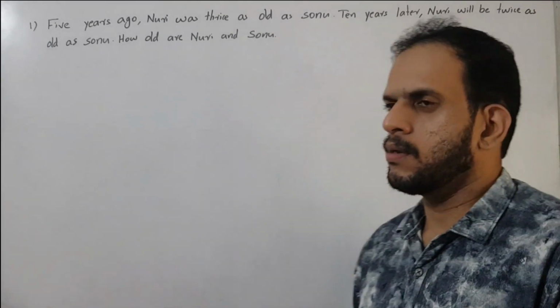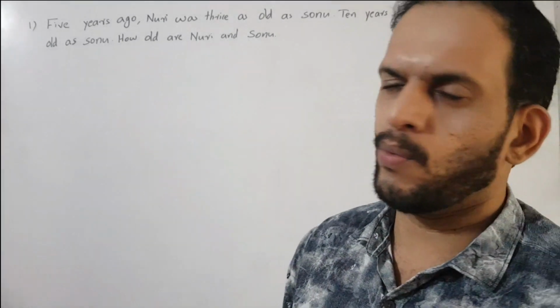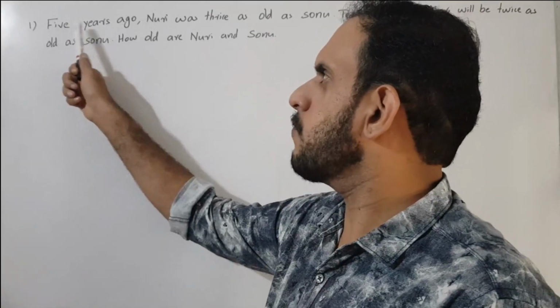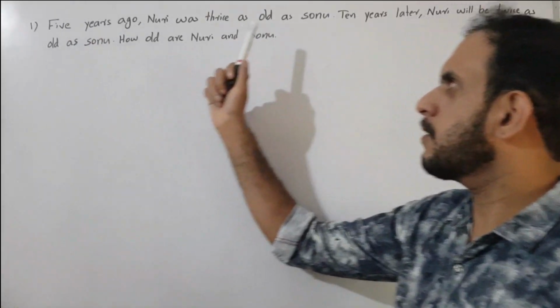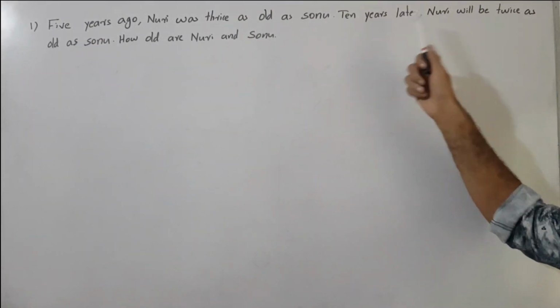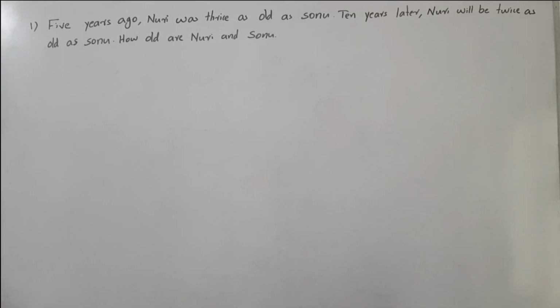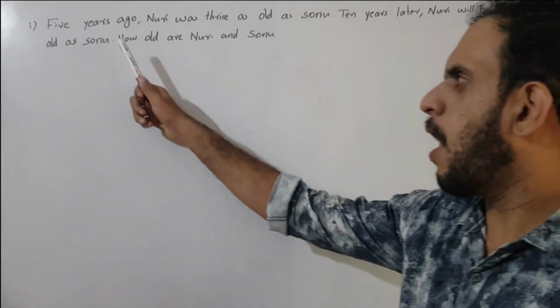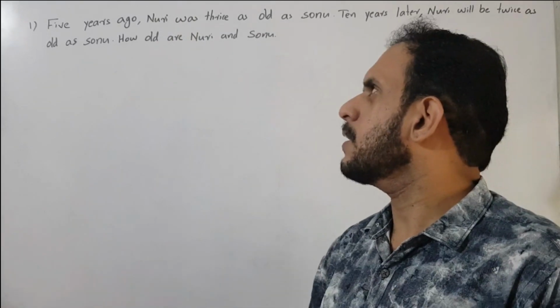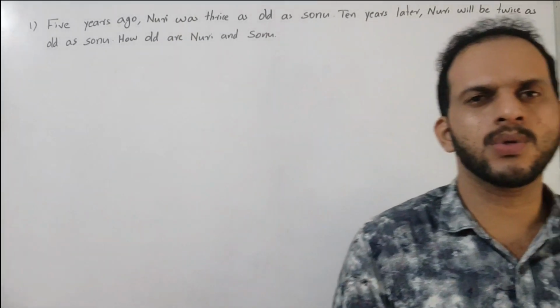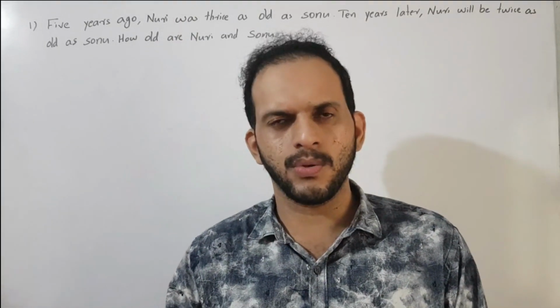Correct? The question gives two conditions here. What are they? The first one is given based on 5 years ago, and the second condition is given based on 10 years later. Correct? And what is the question? The question is how old are Nuri and Sonu? The question asks us to find the ages of Nuri and Sonu.